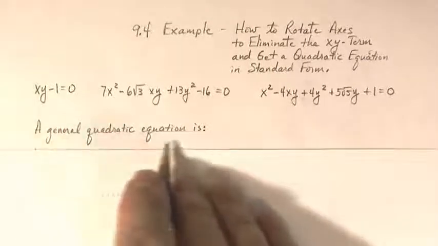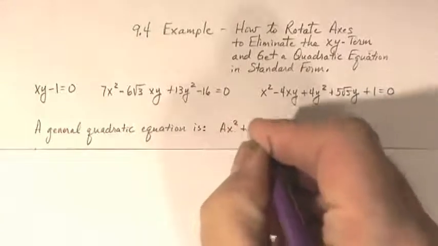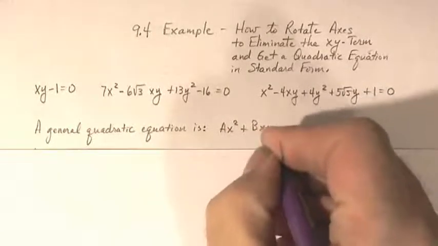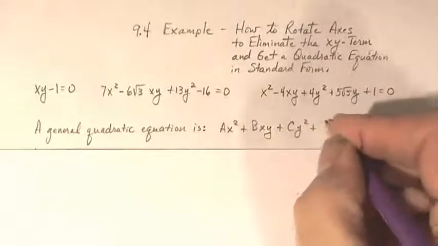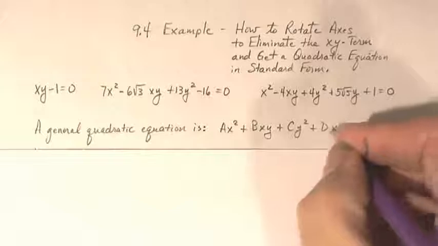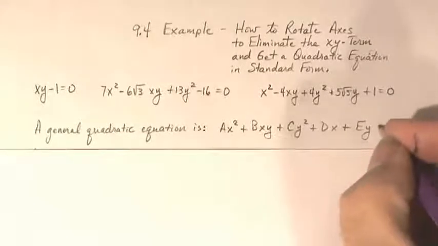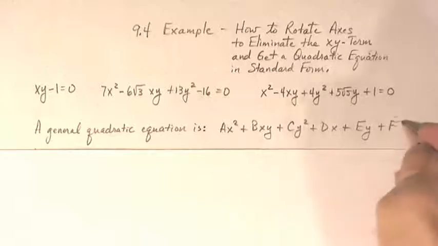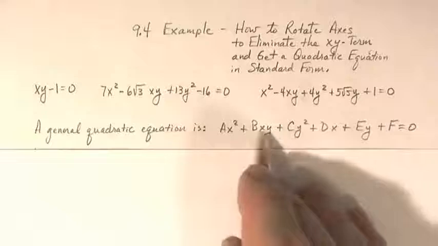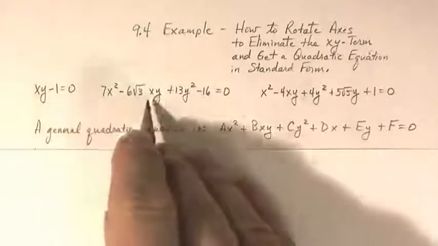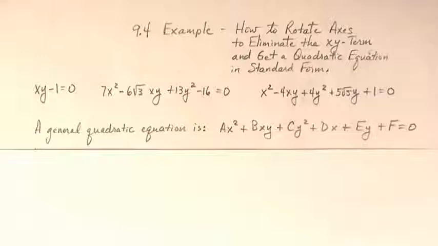A general quadratic equation is ax squared plus bxy plus cy squared plus dx plus ey plus f equal to 0. And because this has the xy term in it, you can see it resembles the kind of equations that we're looking at in this section.